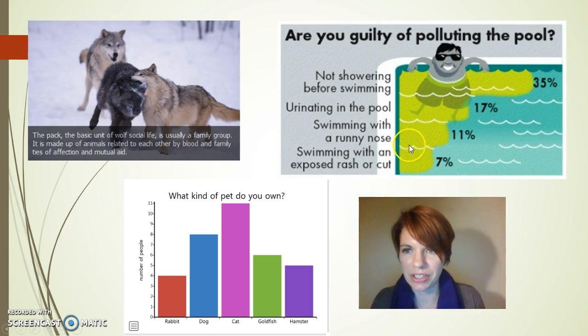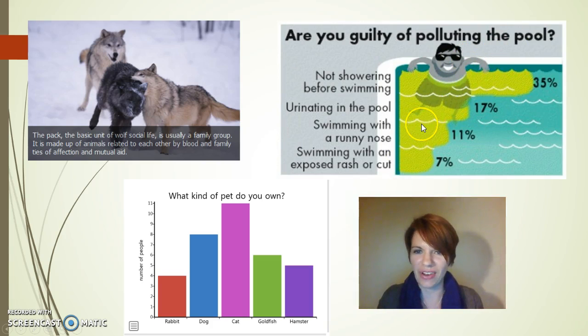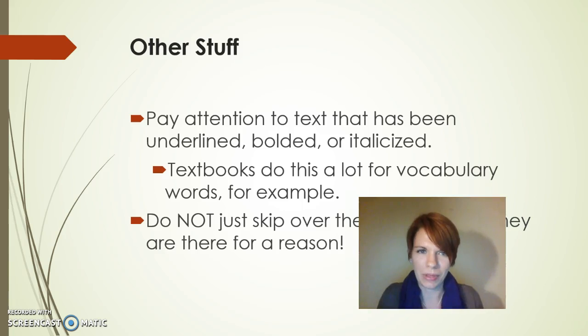So here's a picture of a guy with some yellow around him, and it says, "Are you guilty of polluting the pool?" So it's like a bar graph, but the bars are in the pool and there's yellow going up. Not showering before swimming, 35%. This was the part that really grossed me out. 17% of people pee in the pool. That's disgusting. Get out and go pee. See, this is why infographics are great, because they make you think about the topic more, right? Gross. People are gross.